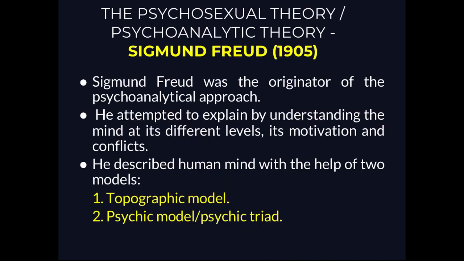So first is the psychosexual or the psychoanalytical theory put forward by Sigmund Freud in 1905. He attempted to explain by understanding the mind at its different levels, its motivation and conflicts. Freud described the human mind with the help of 2 models. First is the topographic model, and the other is the psychic model or the psychic triad.